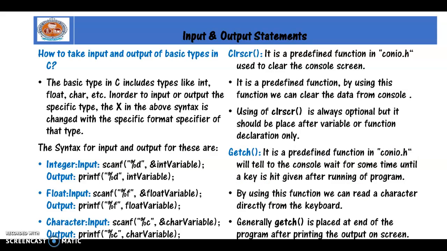Why do we include this at the end of the program? If you want to see the output intentionally on your output screen, then you need to include the getch function. If you haven't included this getch function, you need to give some control keys for seeing the output.